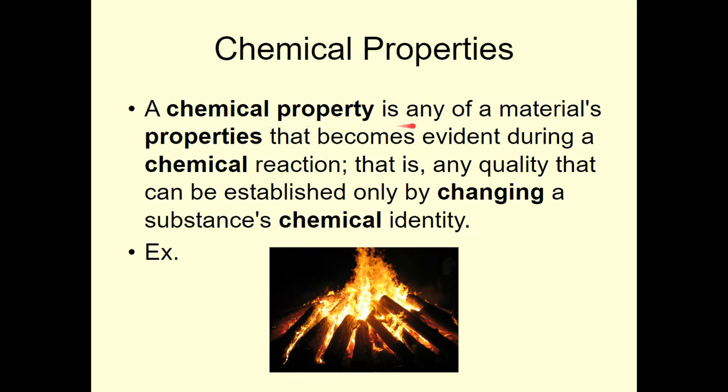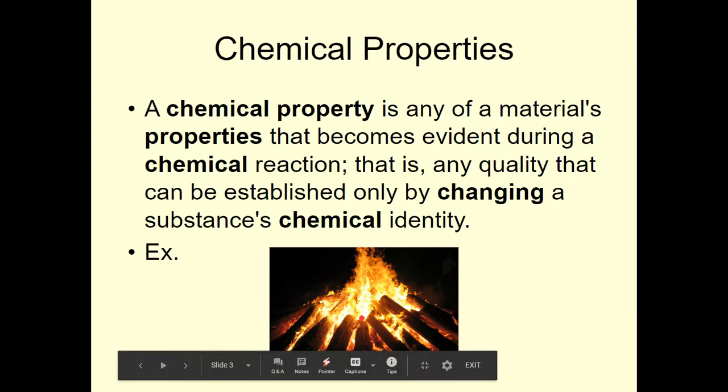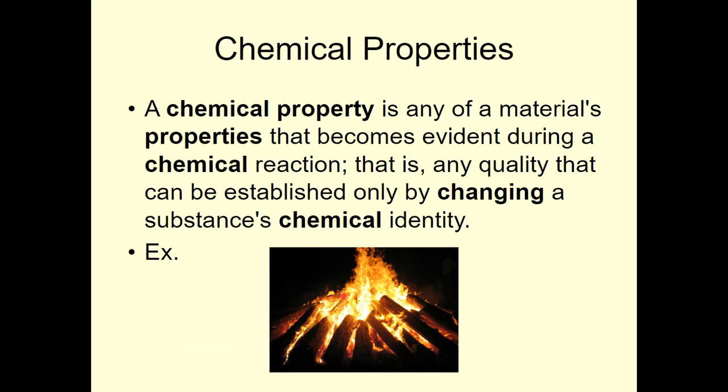A chemical property is any of a material's properties that can become evident during a chemical reaction. Okay, that is any quality that can be established only by changing a chemical substance, by changing a substance's chemical identity. Okay, and so we have these logs. This wood, and when it is ignited and there's a combustion reaction, we're going to talk about that right away, it changes what the wood is, right? When you're done having a bonfire, it's no longer wood, it's a pile of ash, right? It's changed.